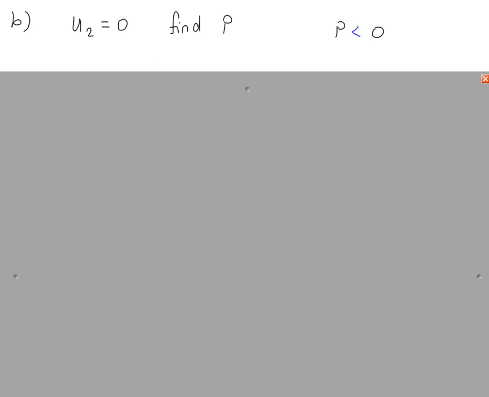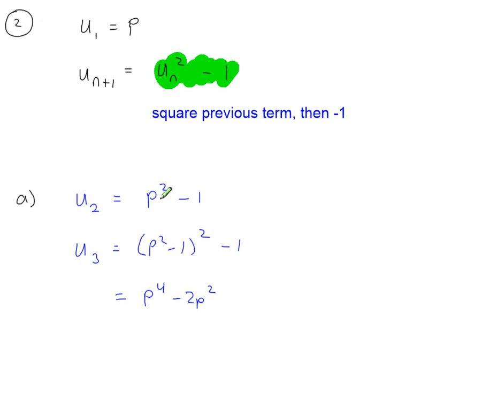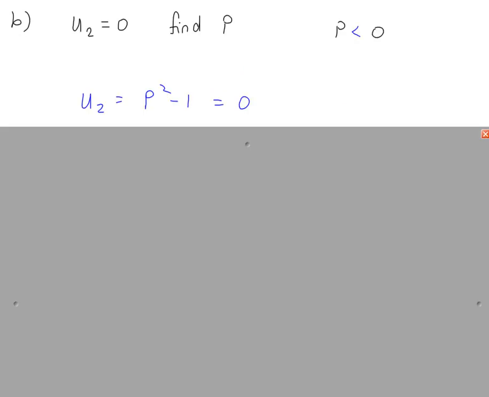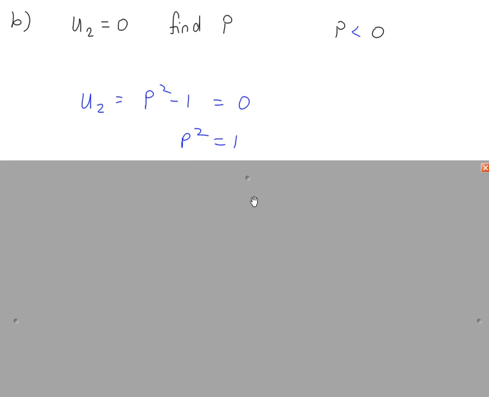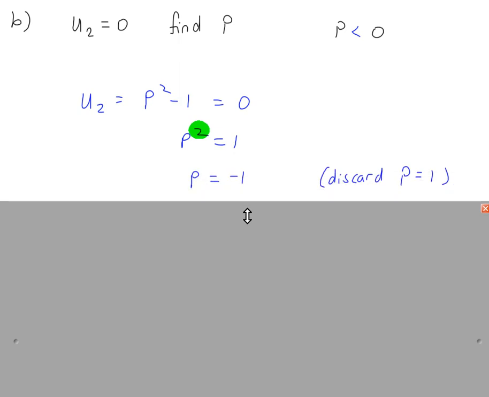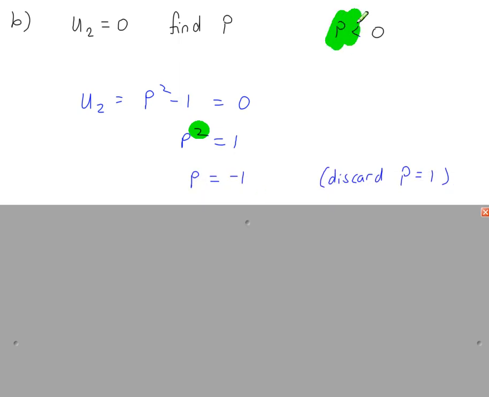So if the second term is 0, what's the value of p, given that p is negative? Now, the second term was p squared minus 1. We make that equal to 0 when we solve, so we have an even power, so we'll get a plus or minus when we solve. And because we've said that p is negative, then p equals 1 is discarded, p equals minus 1.